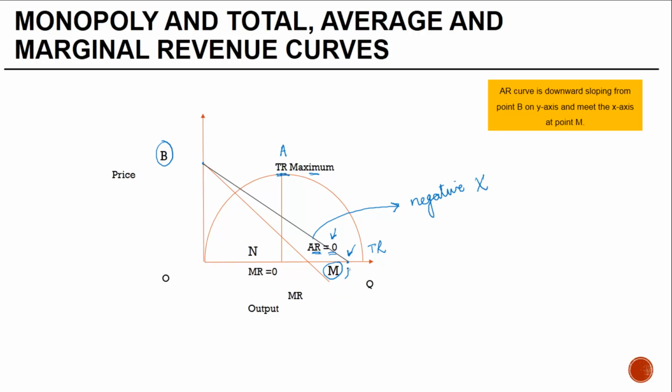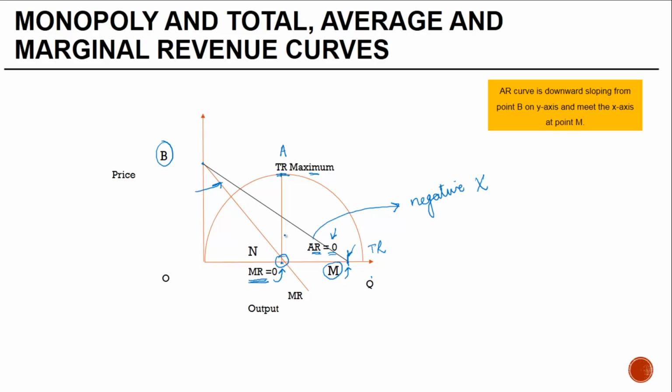What this point M means is that if the price were 0, the quantity demanded would be the maximum. At this point, the quantity demanded is the maximum quantity, right? If we look at marginal revenue, the red line here, it starts from the same point where the average revenue curve starts, but it falls at a higher rate compared to the average revenue. We need to note here that when total revenue is maximum, marginal revenue is 0.